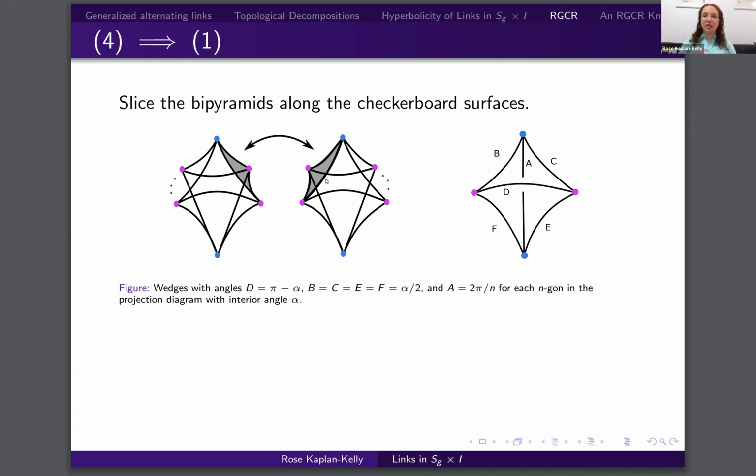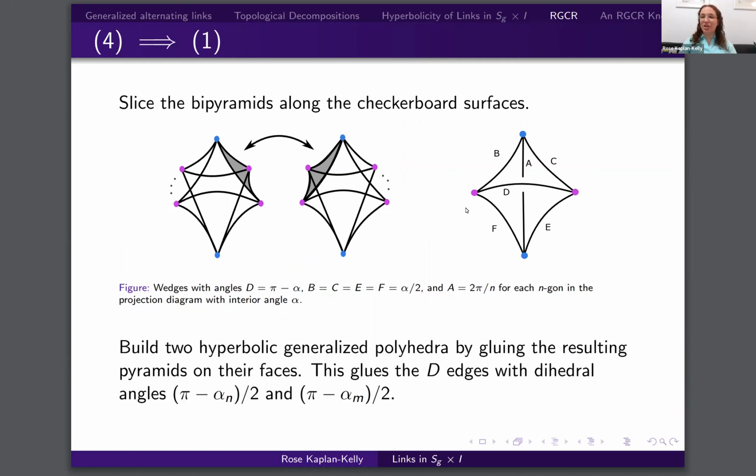Well, all of the dihedral angles on these bipyramids come from the interior angles of the face that they were built upon. So if we want to consider the dihedral angle on this horizontal edge D, that's going to be pi minus alpha, where alpha is the interior angle of that regular face this bipyramid has been built upon. So what we can do is slice along this edge D, which means we're slicing along the checkerboard surfaces. And that'll give us a collection of pyramids that we can think of as above the checkerboard surfaces and below the checkerboard surfaces. We can then build P plus out of the collection of pyramids that we think of as above. And we can build P minus out of that collection of pyramids which are below.